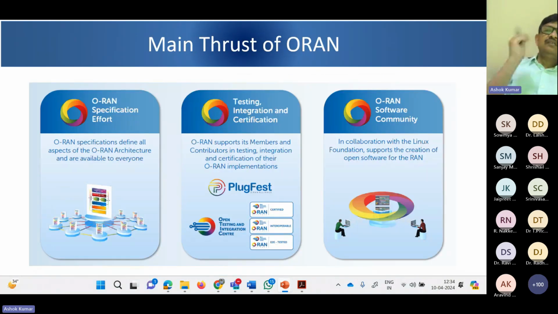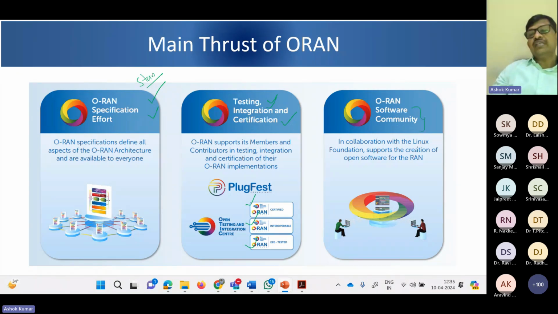So with this mission, their thrust area is, first of all, to make standards. For example, eCPRI was done by them. So ORAN related specifications they define. They also define architecture. Then they create an ecosystem for testing, integration, and certification. Okay, so there will be a certain testing center, certification center, where a product can be certified for interoperability or end-to-end testing and all.